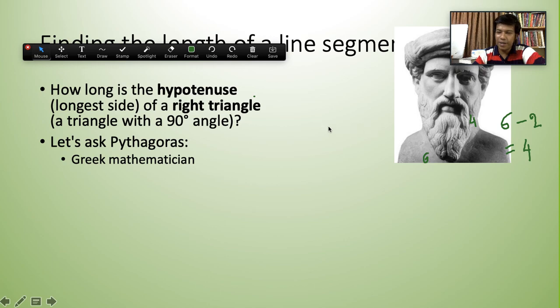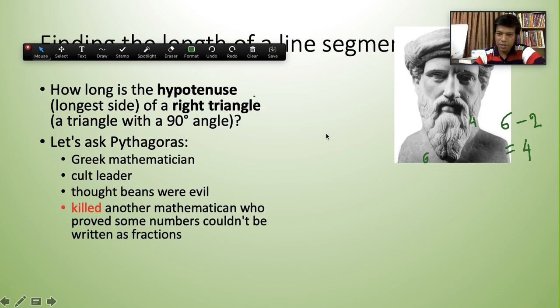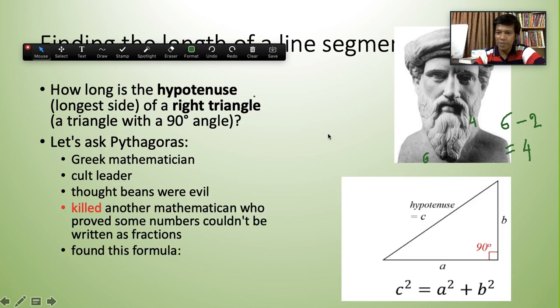This is another mathematician, very talented, Pythagoras. You may have heard this guy's name many times. He's a Greek mathematician and a cult leader. That means he is the leader of some group of people, very one-sided kind of, who thought that beings were evil. These are some interesting pieces of information about this guy. And he killed another mathematician who proved some number couldn't be written as a fraction. That means the irrational number. So this is that guy, Pythagoras.